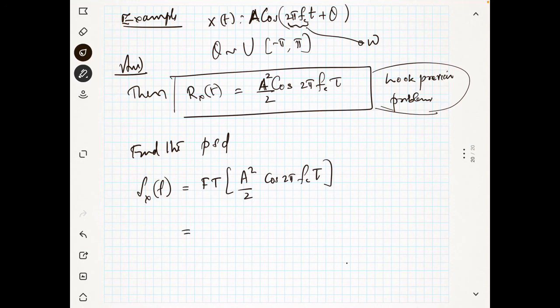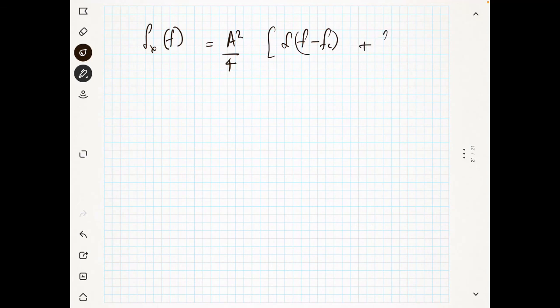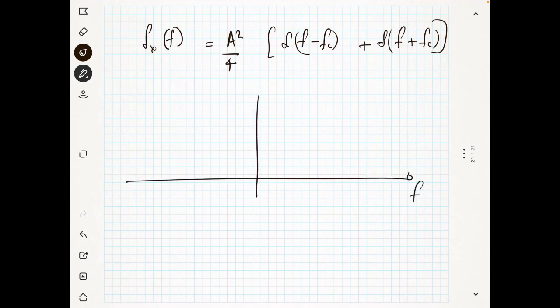Then what is the Fourier transform of this? You know that the Fourier transform of this is nothing but A squared by 4, I hope you have studied this from the earlier course, into delta of f minus fc plus delta of f plus fc. So I will write it again: Sxx of f becomes A squared by 4 into delta of f minus fc plus delta of f plus fc. Now we can plot it. This is the frequency axis, and Sxx of f is here, and the unit is watts per hertz.